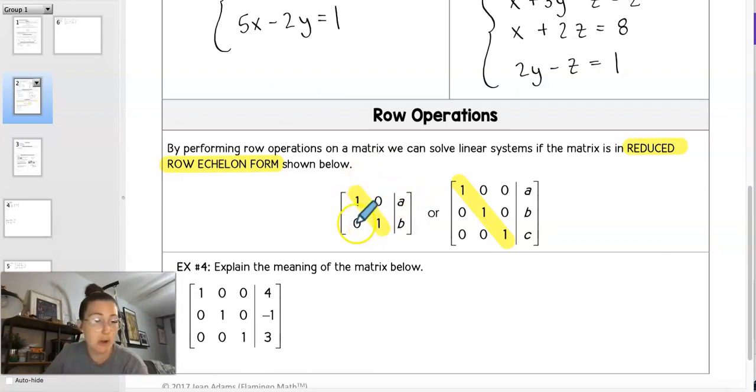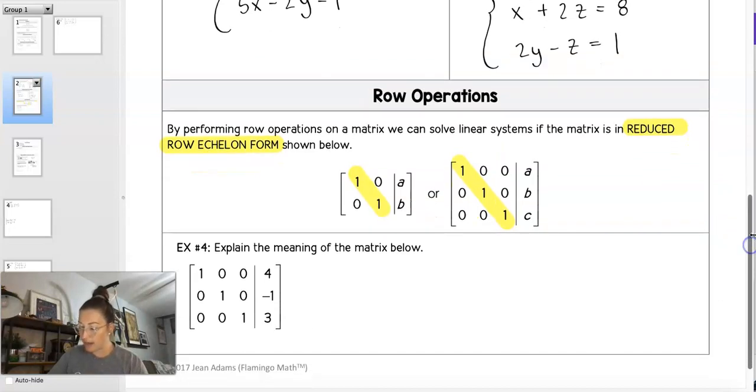Next one, this would be 0x, don't need that. 1y is just y, so y equals b, whatever b is. So I've solved for my variables when it's in this form. Again, so this would say x equals a, y equals b, and z equals c, because there's no other variables, so you solved for these variables. Alright, so hopefully with that understanding we can answer this next one.